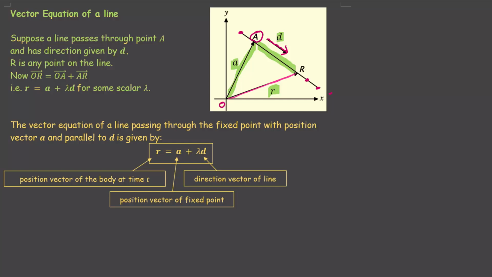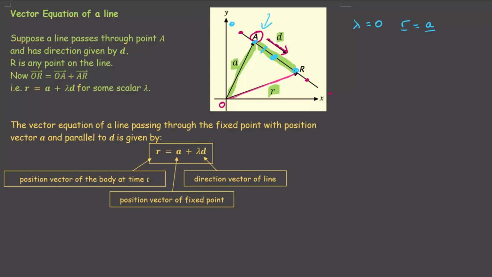So if we have the situation where lambda is equal to 0, then R is just equal to A, and so we are at the fixed point that we know. And then as lambda changes, we move along the line. So we have lambda is 1, lambda is 2, lambda is 3, lambda is -1, and lambda is a half would be the midpoint between where lambda is 0 and lambda is 1.